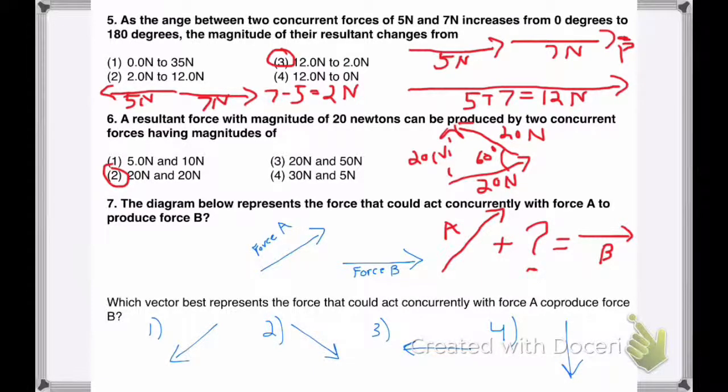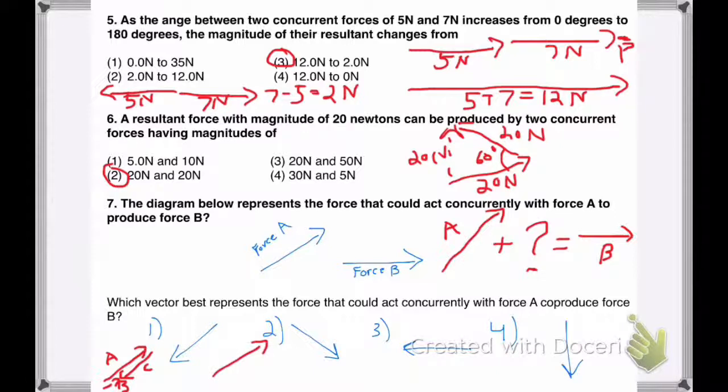Could it be choice number 1? Well, if we had A and we added B, here's A, and let's say that this is C, would we get a resultant B? Well, that's our resultant. That would be our resultant B. And we can see that that doesn't equal the force of B. So let's look at choice number 2.